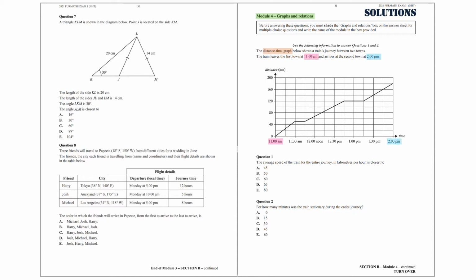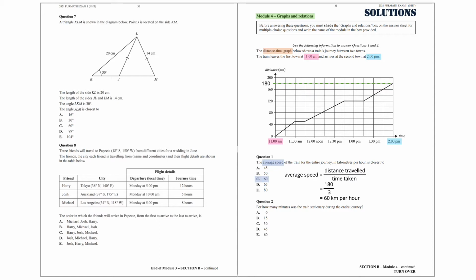Question 1. What is the average speed of the train for the entire journey in kilometers per hour? We know that the average speed equals distance traveled divided by the time taken. From the graph, we look at the maximum point, and that is 180 kilometers divided by 3 because there are 3 hours between 11 a.m. and 2 p.m. and that is 60 kilometers per hour. So the answer we're after is option C.